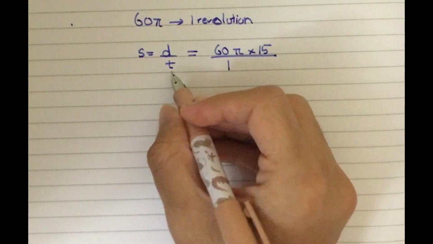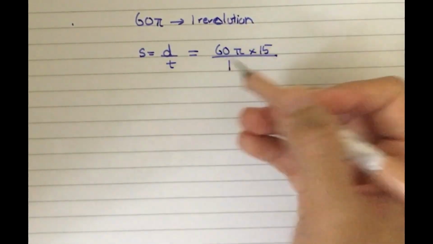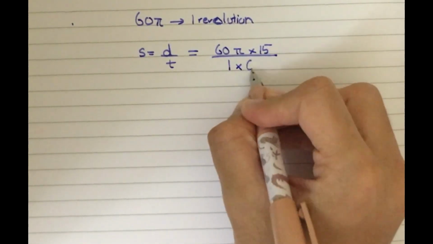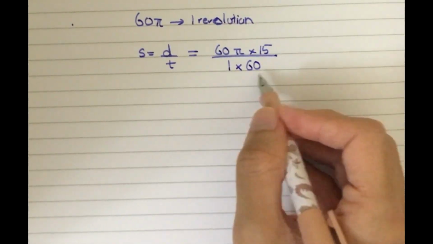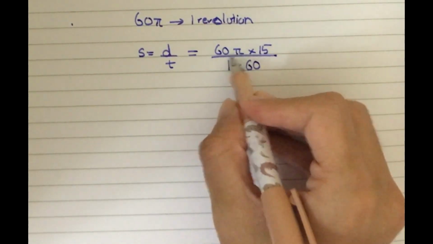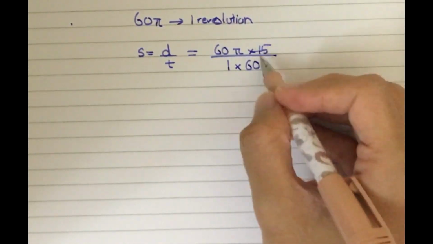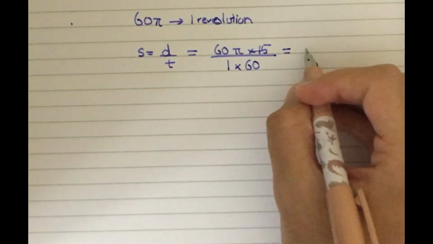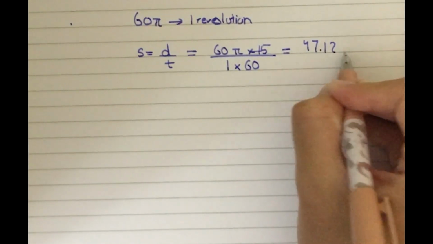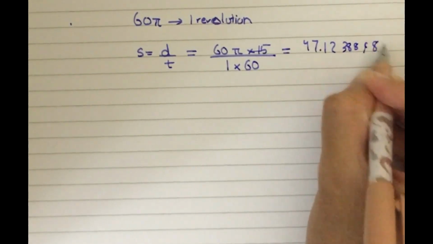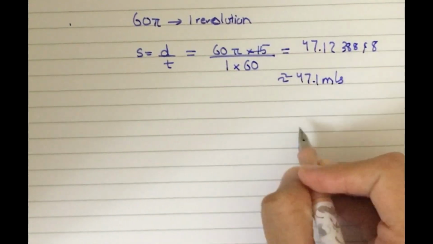So we have to make it per second as per the SI unit. D has an SI unit of meters and t has an SI unit of seconds, so we have to make it in seconds. Multiply it by 60, because it is per minute, to convert to per second. So this is our distance for the 15 revolutions, and this is our time for those 15 revolutions. We get our speed as 47.12388898, which rounded off is 47.1 meters per second.